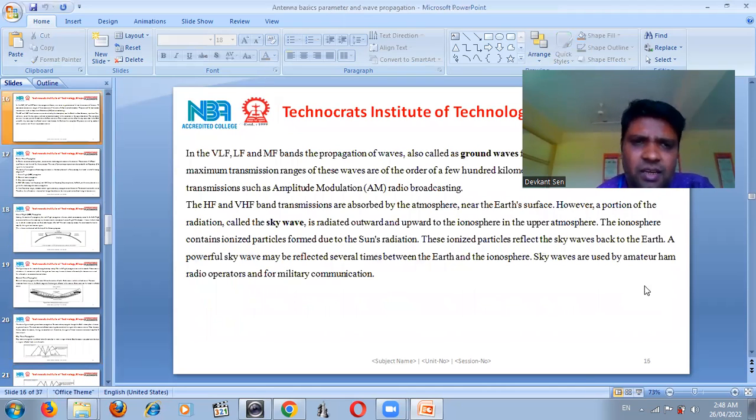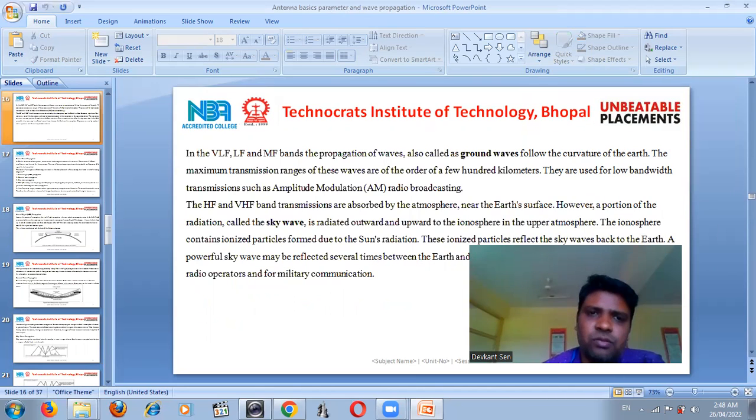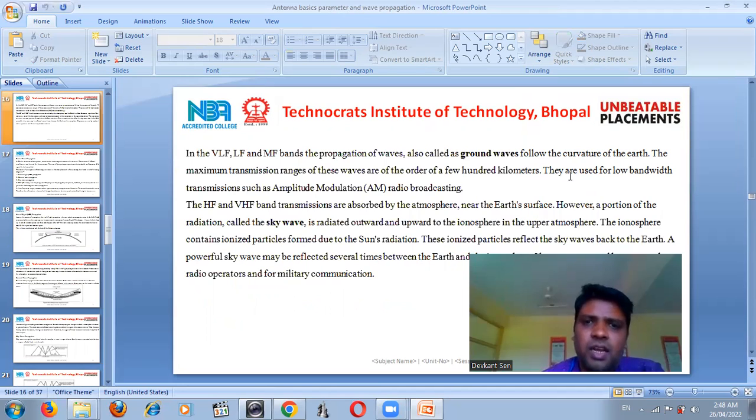In the VLF (very low frequency), LF (low frequency), and MF (medium frequency) bands, propagation of the wave, also called the ground wave, follows the curvature of the earth. The maximum transmission range of these waves is of the order of a few hundred kilometers. They are used for low bandwidth transmissions such as amplitude modulation radio broadcasting.